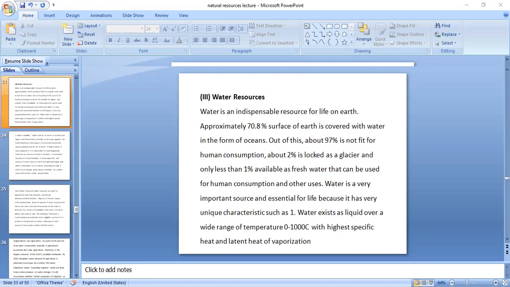The third is equal water distribution by transferring water from areas of excess to areas of deficit. Now, there can be many areas where there are a lot of rivers. There can be many areas where there is a lot of rainfall. But there can be areas where there are very few rivers, or where there are rivers but no water. There can be areas where it rains only for a very short time.